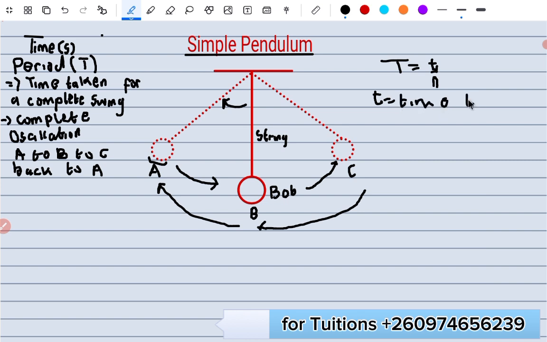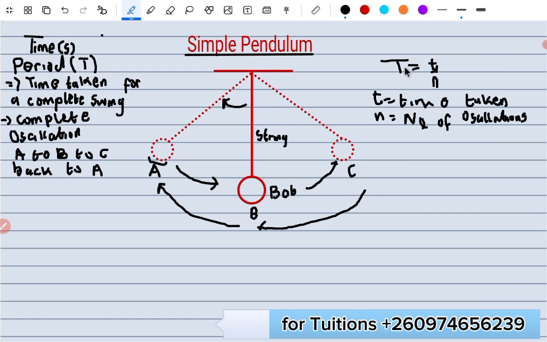So t is the time taken, and n is the number of oscillations. Don't get confused when we say oscillations. We are talking about the number of swings. That's what we call oscillations. So this is the formula that you need to know.